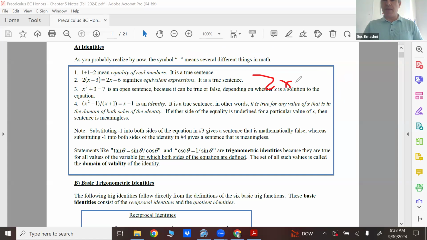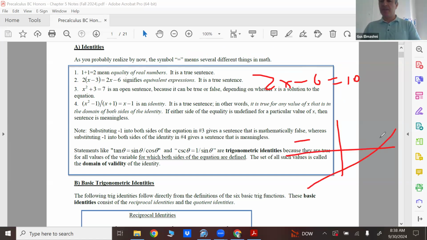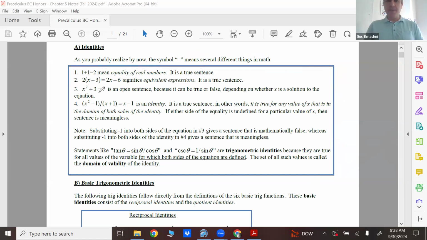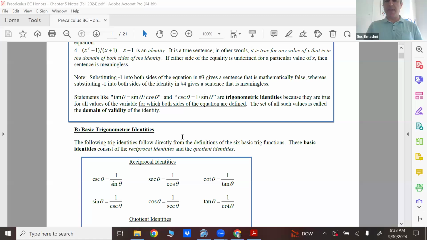If I had 2x minus 6 equals 10, now that's an equation that I solve because it has one answer, right? And graphically speaking, you have a line, 2 lines actually, and they touch somewhere. In this case, I think it touched at 8. So that's an equation. So it's not confusing because now we're dealing with identities, not equations. But obviously in the realm of trig, you guys have seen some of these things already, right? Like tangent is sine over cosine, cosecant is 1 over sine theta. Those are trigonometric identities. It's true for any angle that you pick.